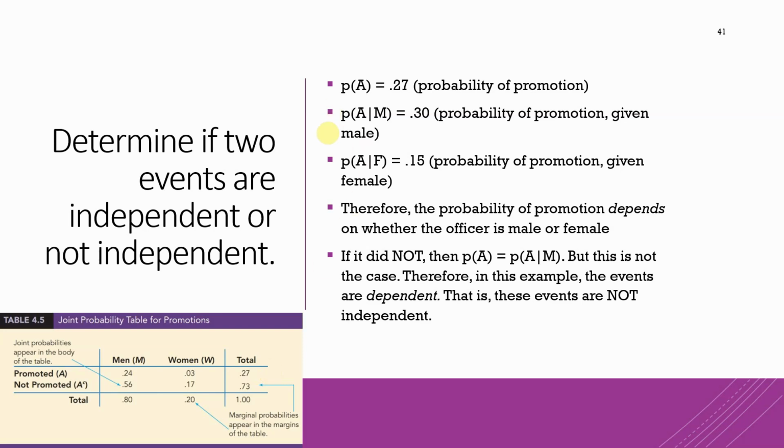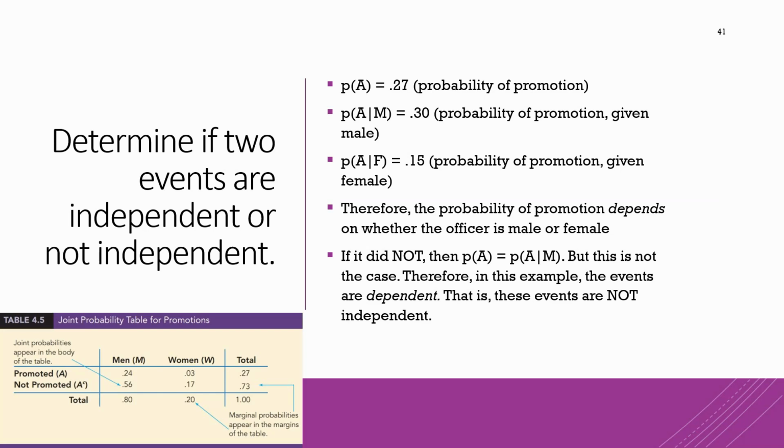We also calculated the conditional probability, so the probability of promotion given an officer is male or female is 0.30 and 0.15 respectively. The fact that the probability of promotion changes conditionally, so it depends on something else, tells us that these events are not independent, excuse me, they are dependent. The probability of promotion depends on whether the officer is male or female. So if it depends on something, we cannot say that they're independent. They're dependent, so they are not independent.